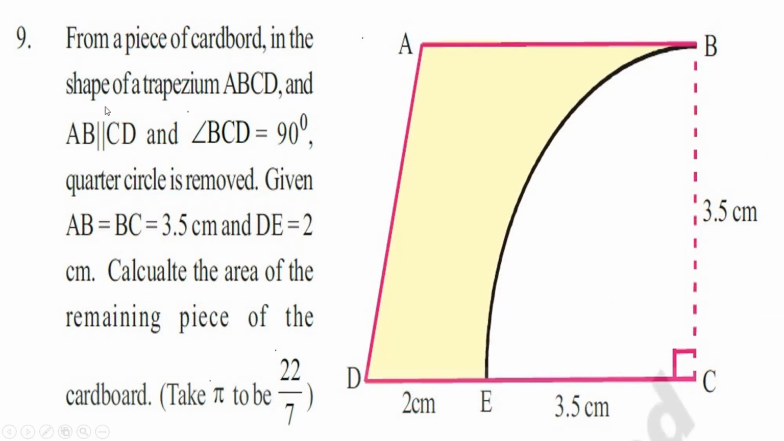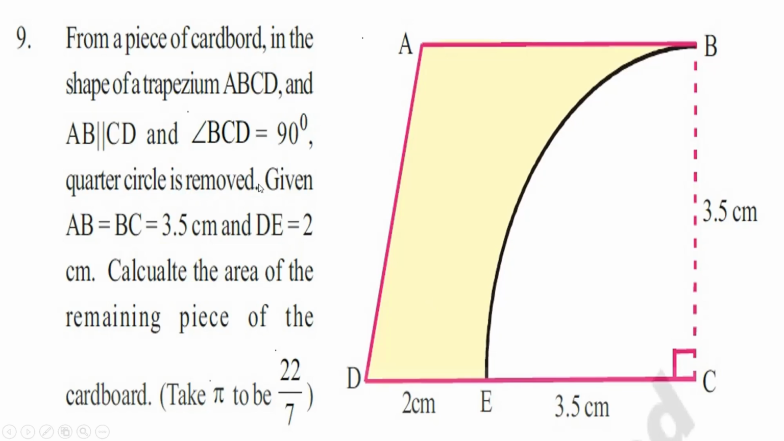What is that? From a piece of cardboard in the shape of trapezium ABCD. This is cardboard which is in the form of trapezium ABCD, and AB and CD are parallel. These two sides are parallel sides. And angle BCD is 90 degrees.